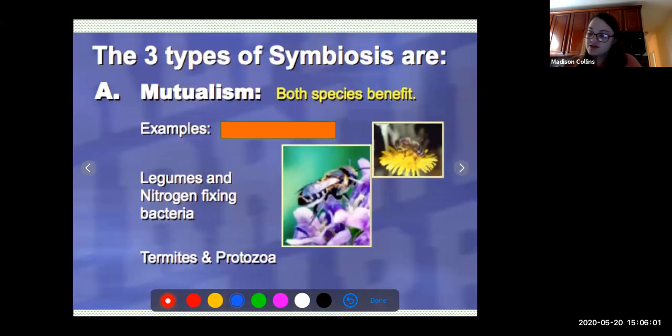So once again, mutualism is when both species benefit. Some examples of that are bees and flowers, like we talked about, as well as two other things, legumes and nitrogen-fixing bacteria, as well as termites and protozoa. If you are interested in this, feel free to look those up, but for time, I'm going to move us forward. So on your paper, there's a place for you to write down an example of each of these. This is the one we're looking for, although you could have written any of those from the last slide.